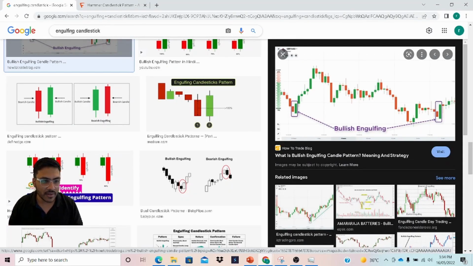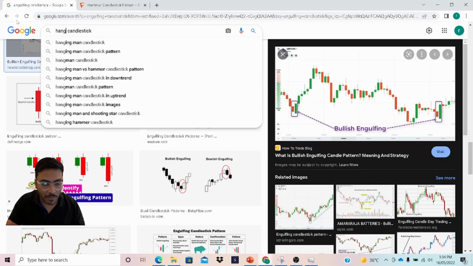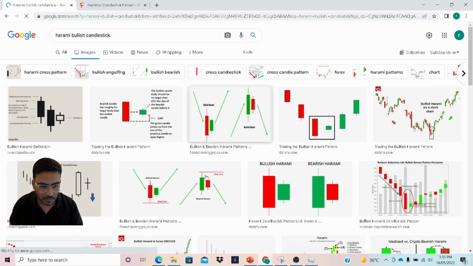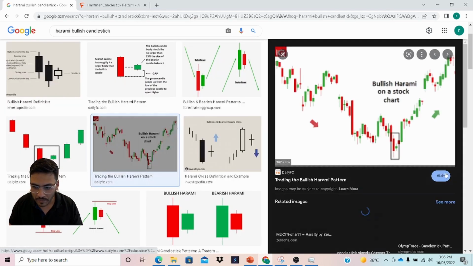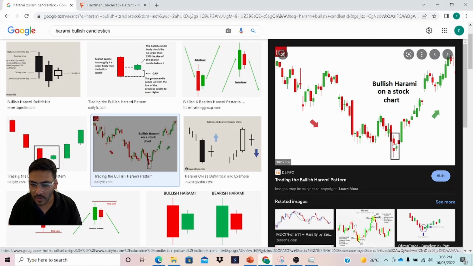Let's see a few examples of harami. Okay, so over here you have a big red candle, then you have a small green candle. Third day it's a red candle, but if you have a green candle, it is best in terms of confirmation. But the next day there's a green candle, and it breached the high of the first candle, so it's a confirmation that you can take a position, and then there's a reversal.